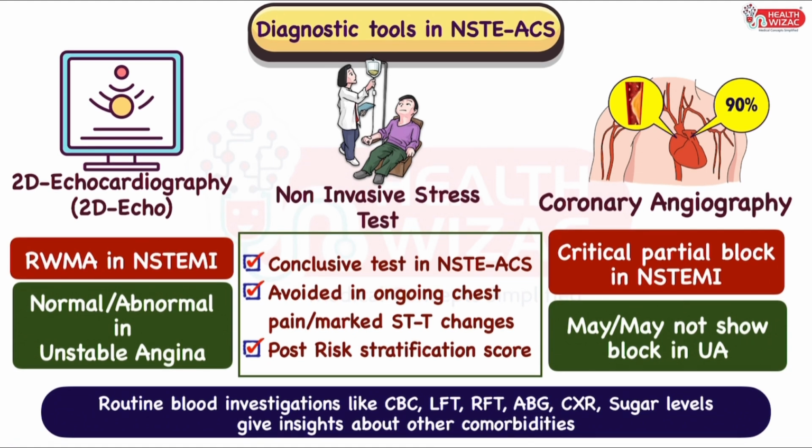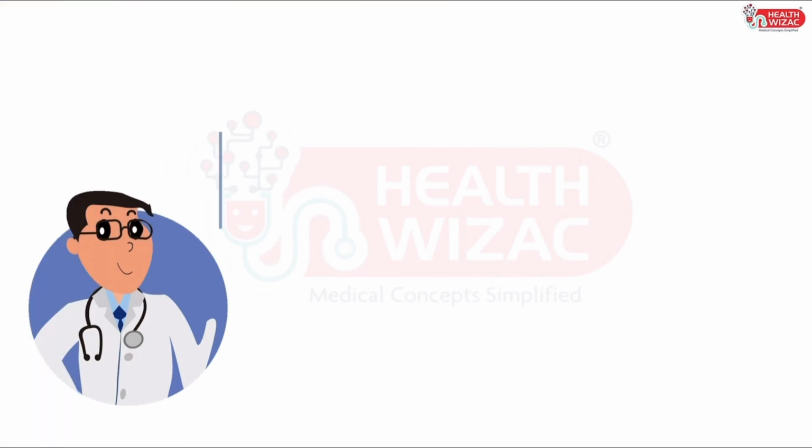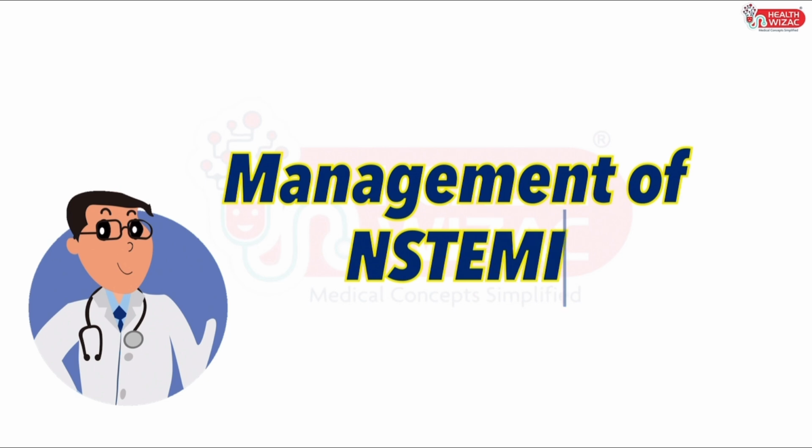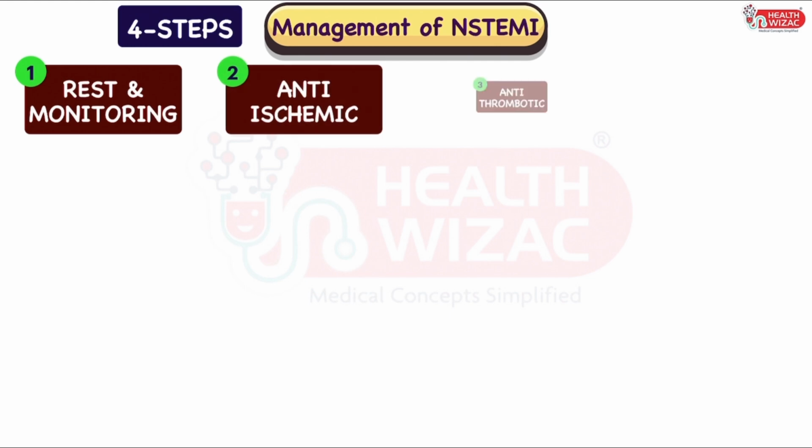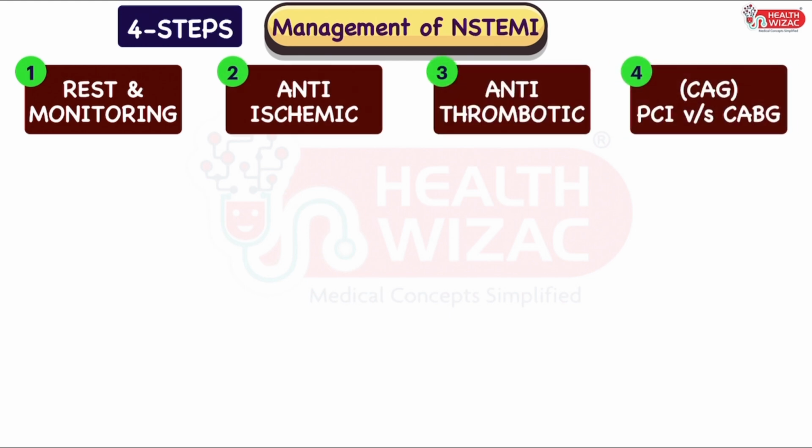After diagnosing non-ST elevation ACS, that is non-ST elevation MI and unstable angina, now let's have a look at the management of each one of them in detail. Management of non-ST elevation MI includes 4 steps, that is rest and monitoring, anti-ischemic treatment, antithrombotic treatment, and finally coronary angiography, which helps in deciding between percutaneous coronary intervention, that is PTCA, or coronary artery bypass graft.